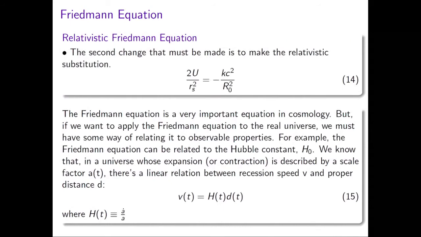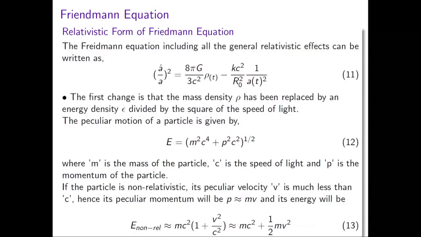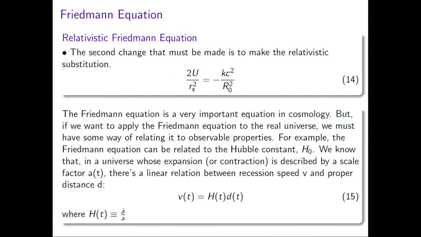And then the second change that has to be made is to make the relativistic substitution. So we have the term here 2U/r², we substitute it with minus kc²/r₀². So the first general understanding is basically that if U is greater than 0, that means the universe is negatively curved, because you have a negative sign and you have k to be negative right here.